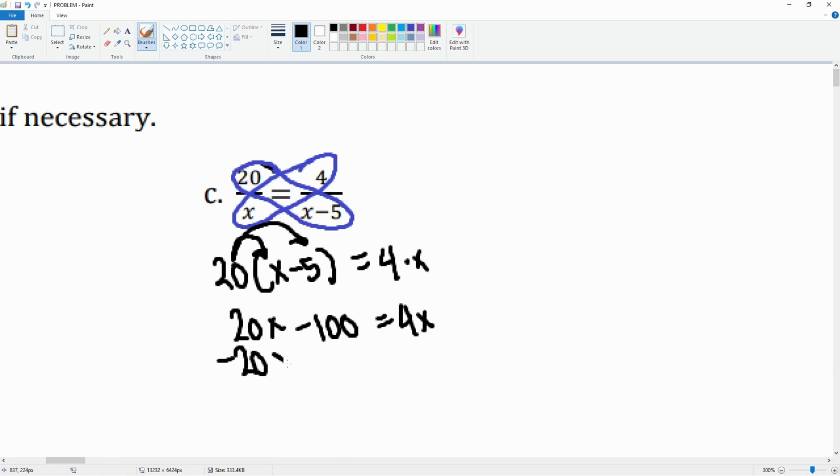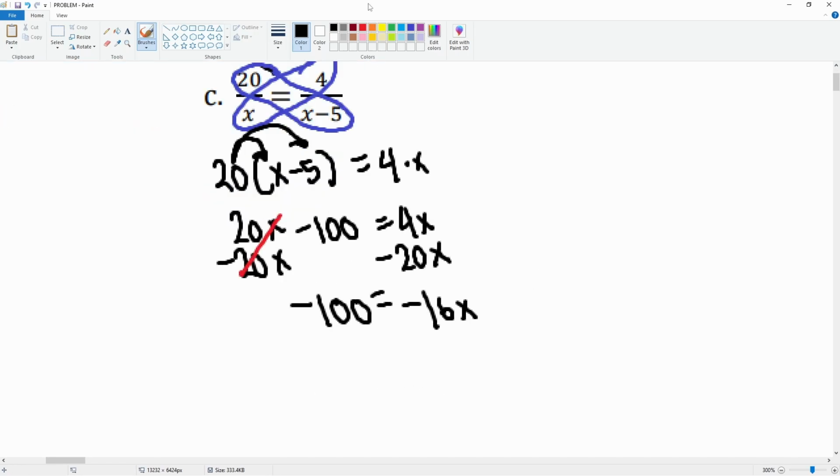You know what? We can subtract 20x here. Okay, this cancels, leaving you with just a negative 10 equals negative 16x. I hate working with negatives, but we have it in this case. Then divide by negative 16 to both sides, right? Now the 16 divided by negative 16 cancels, just leaving you with an x. Negative 100 divided by negative 16, that gets you 25 over 4, which is the final answer.